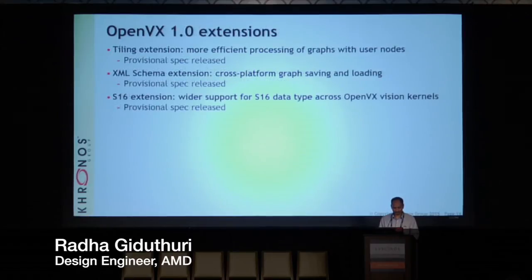There are three extensions that are provisional at this moment. One is a tile extension, which is to allow the underlying framework to split the image into small pieces and then run the graph in small tiles, so that when a user has a particular function implemented on a tile basis, it can just schedule it accordingly to take advantage of the local caches in there. And there is also a 16-bit extension that supports 16-bit operations such as 16-bit convolutions, 16-bit Gaussian that operate on 16-bit images.